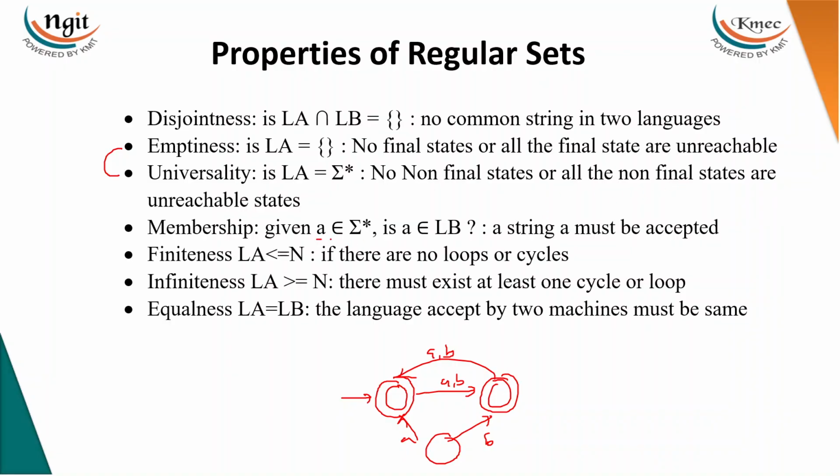Membership. Can you say that a string is accepted by the finite automata or not? Of course, yes. From the starting state, if it reaches the final state, accepted. Otherwise, not accepted. It's not a big deal, right?